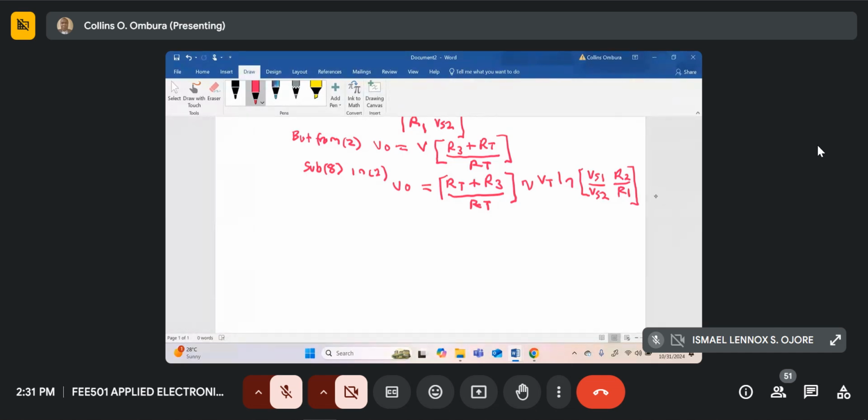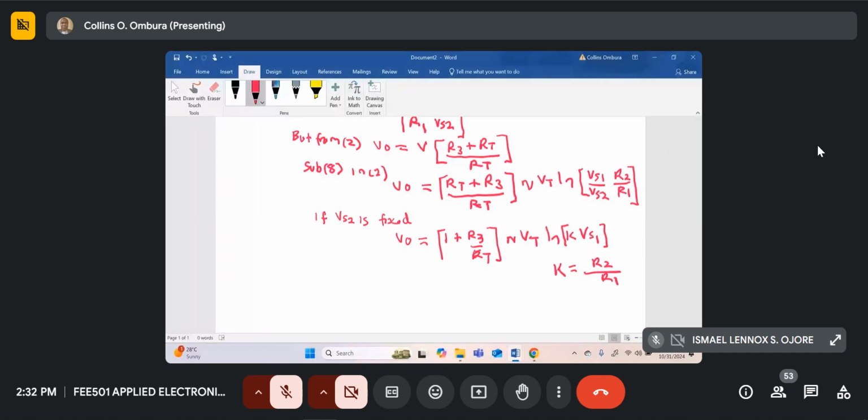Next, we can say that if Vs2 is fixed, then we can write that V naught convolution as RT, or 1 plus R3 over RT, into eta Vt, natural log of K Vs1, where K is equal to R2 over R1 into Vs2.